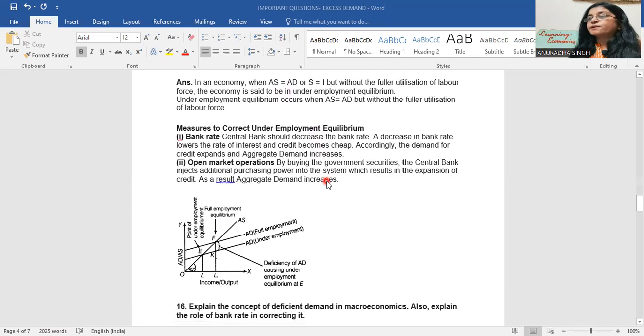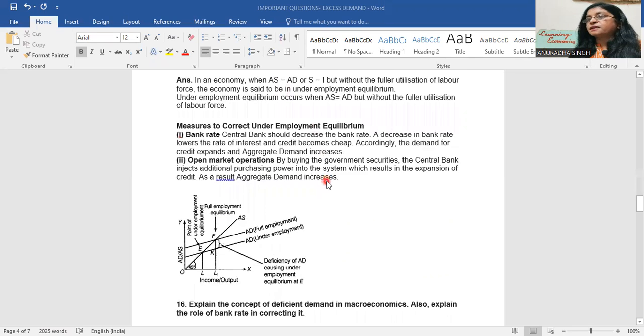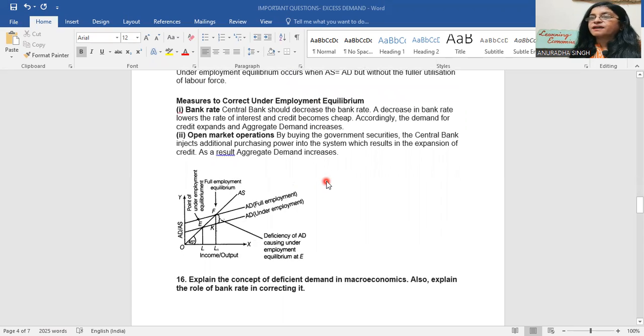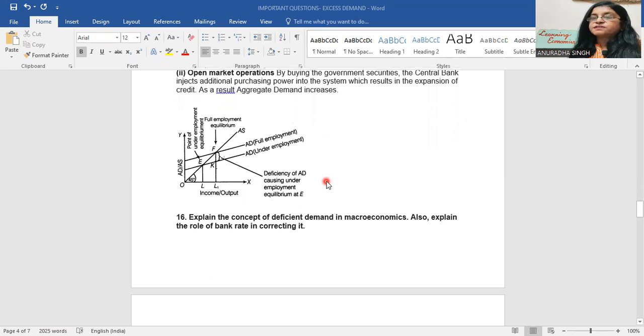And then there will be open market operation. Open market operation means the central bank will help in selling securities, the government will sell its securities, and common people can also buy, and they will be able to invest more.